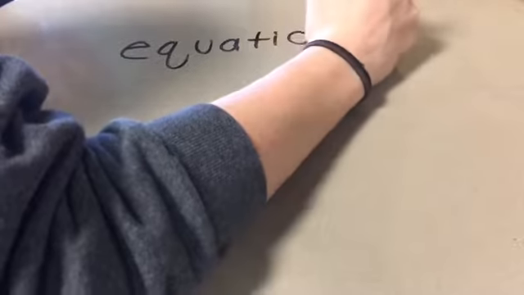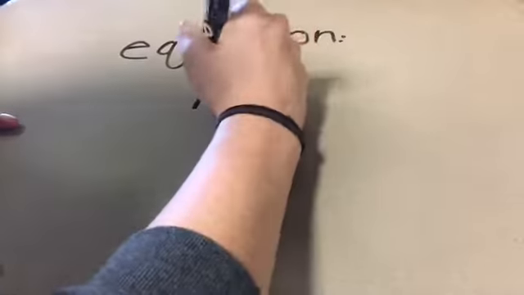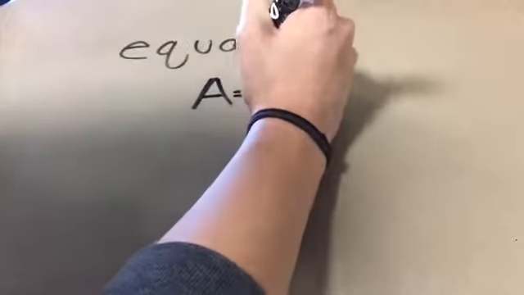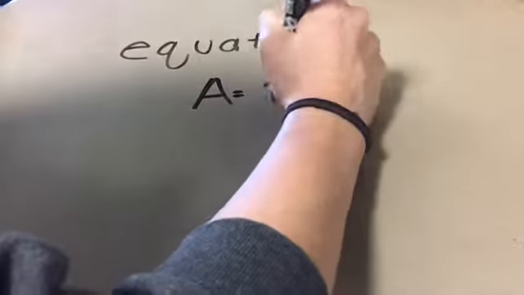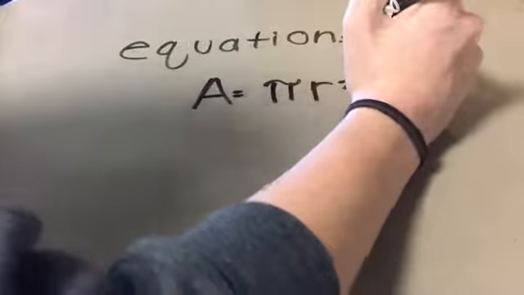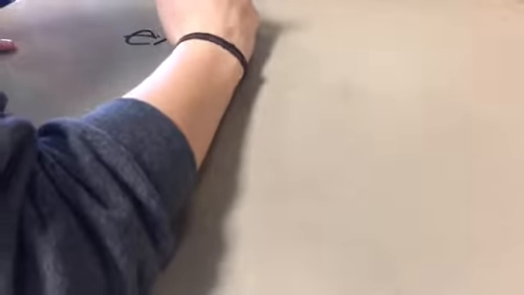This is the equation for finding the area of a circle. It is A equals pi r squared. Okay, this is an example of how to find the area of a circle.